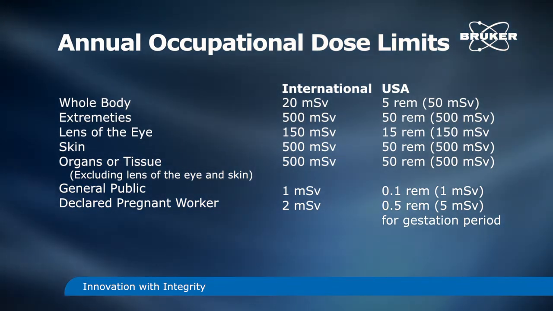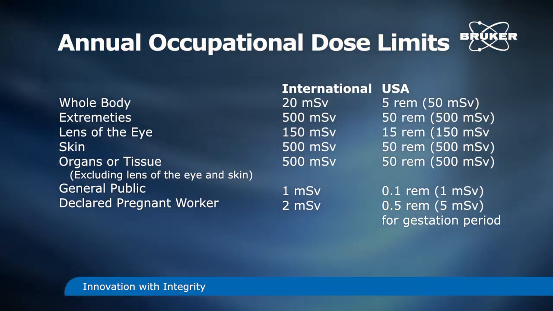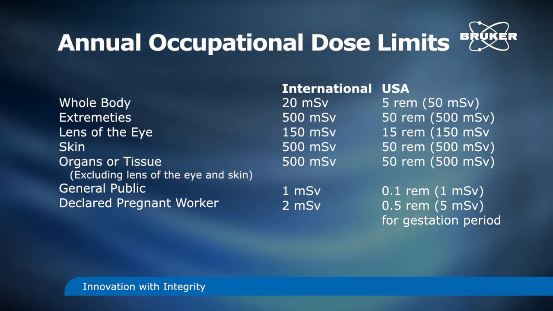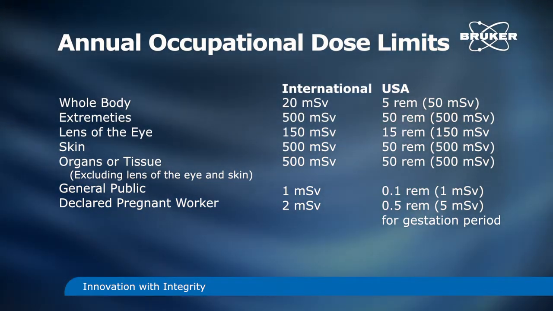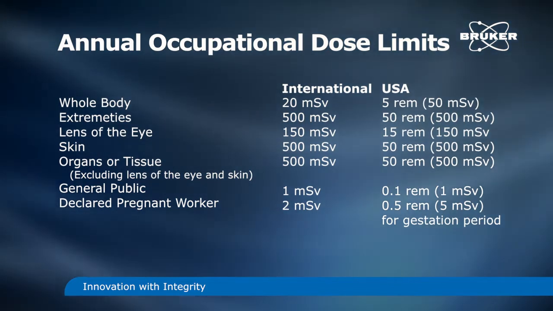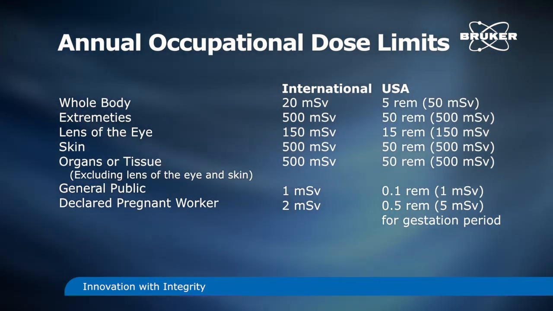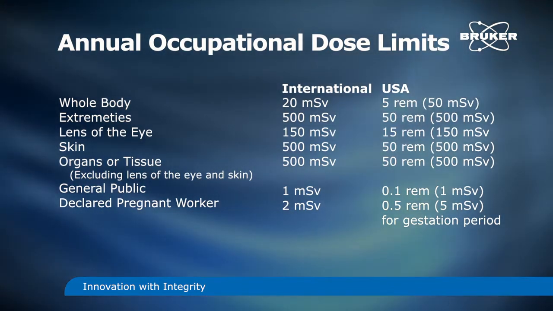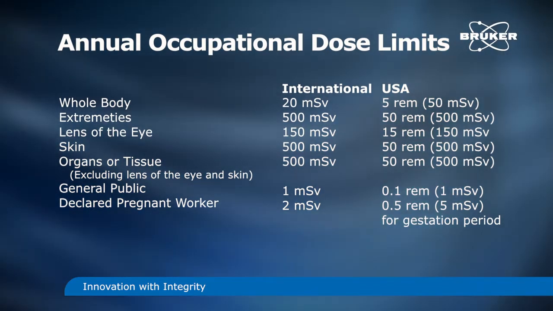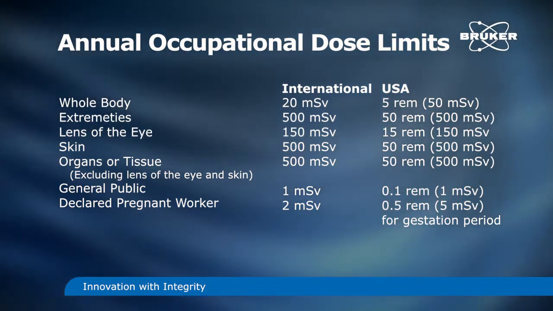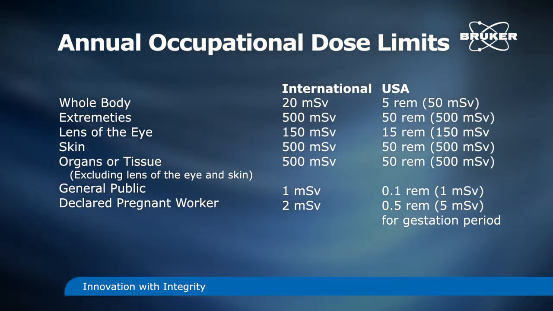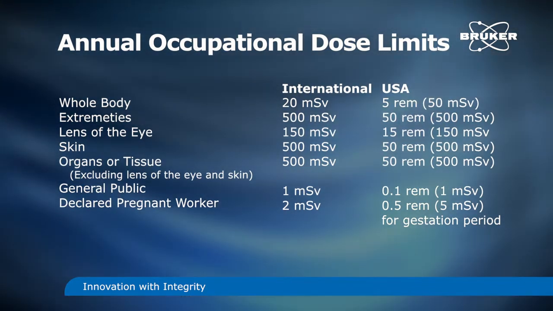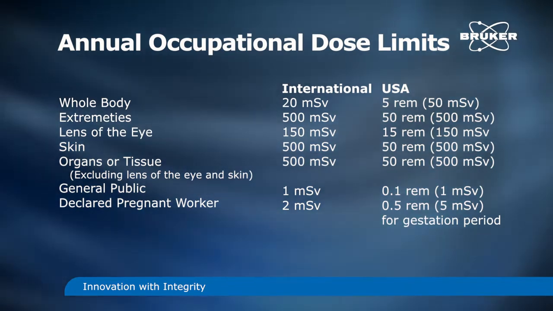The developing human embryo or fetus is extremely sensitive to ionizing radiation. Since this is the case, a declared pregnant worker is limited to 500 millirem during the time she is pregnant. Female workers who become pregnant are encouraged to declare their pregnancy in writing to their employer. Internationally, the dose limit to the whole body is 20 millisieverts per year, and the limit for the declared pregnant worker is 2 millisieverts for the term of the pregnancy.